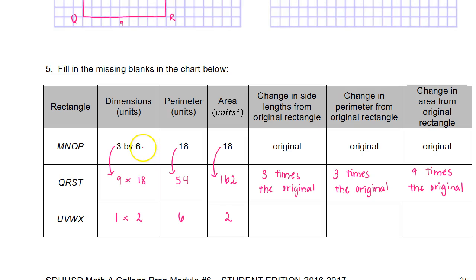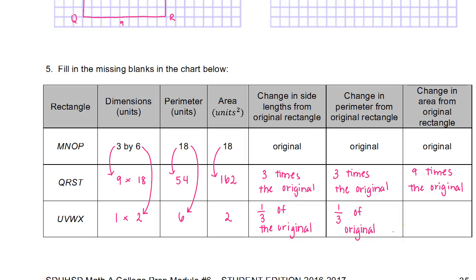So comparing to the original rectangle, I can see that we've gone from 6 to 2 and from 3 to 1. So the change in the side lengths is that they are 1/3 of the original side lengths. The change in perimeter, we've gone from 18 units for the original rectangle to 6 units for the new smaller rectangle. And so I can see that the perimeter is 1/3 of the original rectangle, as expected.